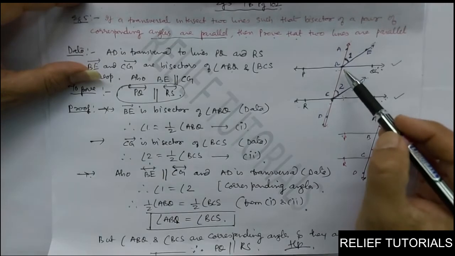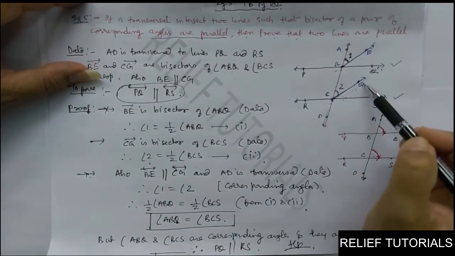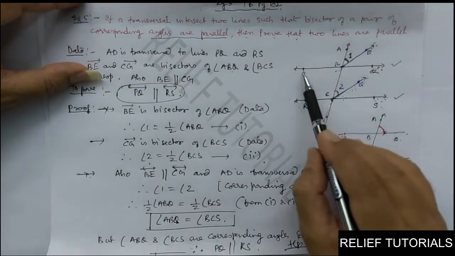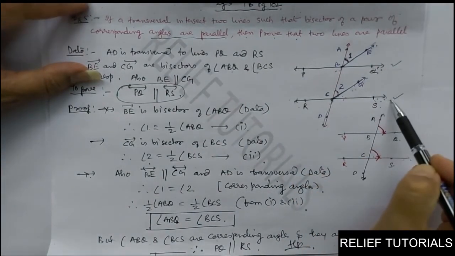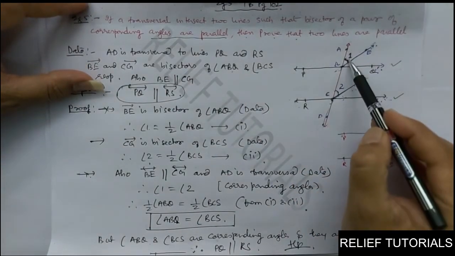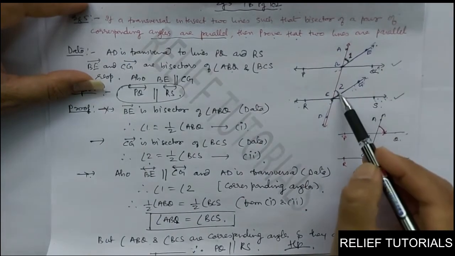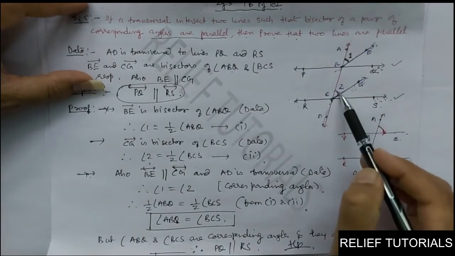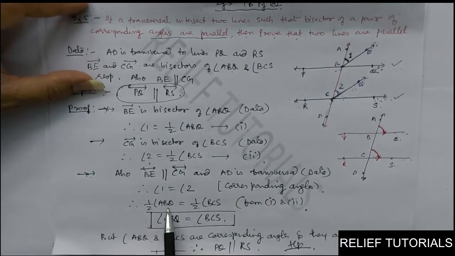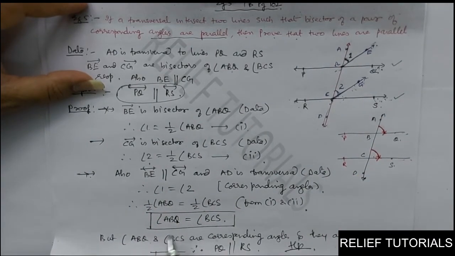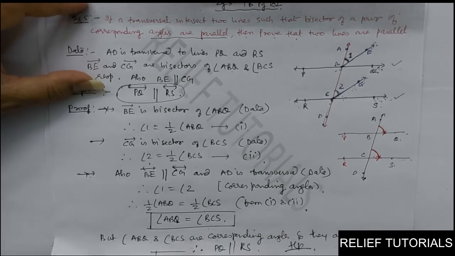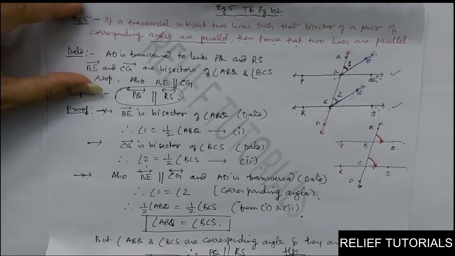Okay, here it is given that BG is bisector of ABQ, CG is bisector of BCS. These two lines are parallel. You have to prove PQ and RS are parallel. So very simple. 1 is equal to half of ABQ, 2 is equal to half of BCS, and also 1 equal to 2. So half of ABQ is equal to half of BCS, half cancels. So ABQ is equal to BCS. But they are corresponding angles. So lines are parallel.